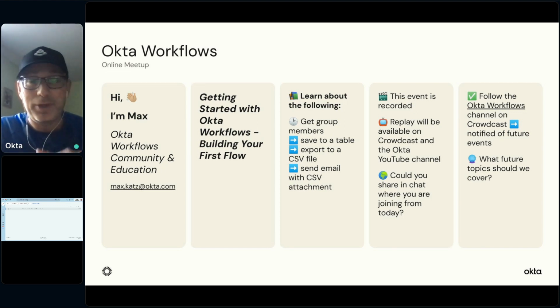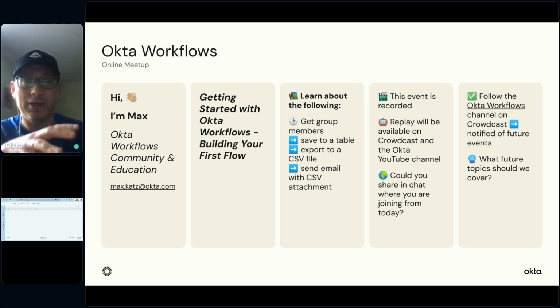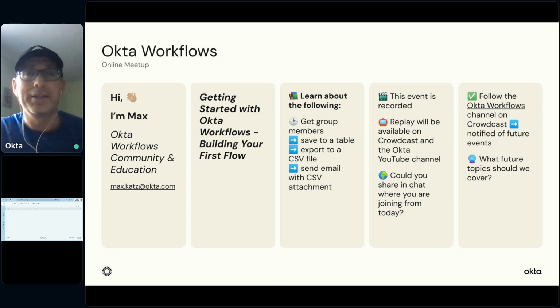So today it's another getting started with Okta Workflows session. We're going to build a flow. Specifically, we will get all the members from a group, and then we'll save the users to a table. Then we're going to export the table to a CSV file and then email that file, right?